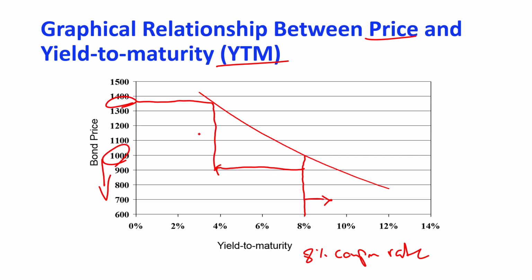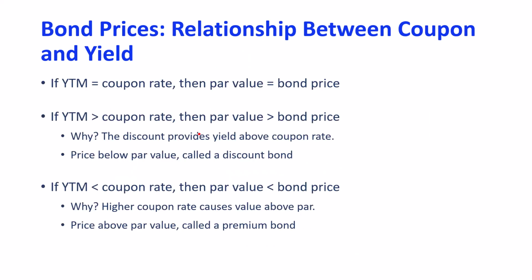We can basically formalize the relationship like this. If the yield to maturity equals the coupon rate, then you're going to end up with a par value, or a bond with $1,000 value. If the yield to maturity is higher than the coupon rate, then the bond price is going to be less than 1,000. So price would be less than 1,000, less than par value. And if the yield to maturity is less than the coupon rate, the price would be greater than $1,000. We call this a premium bond, and this one is a discount bond.